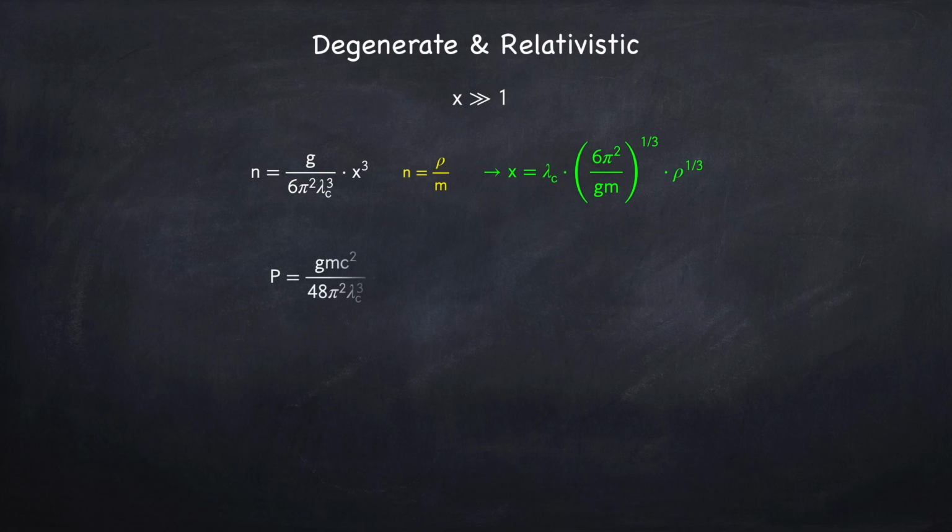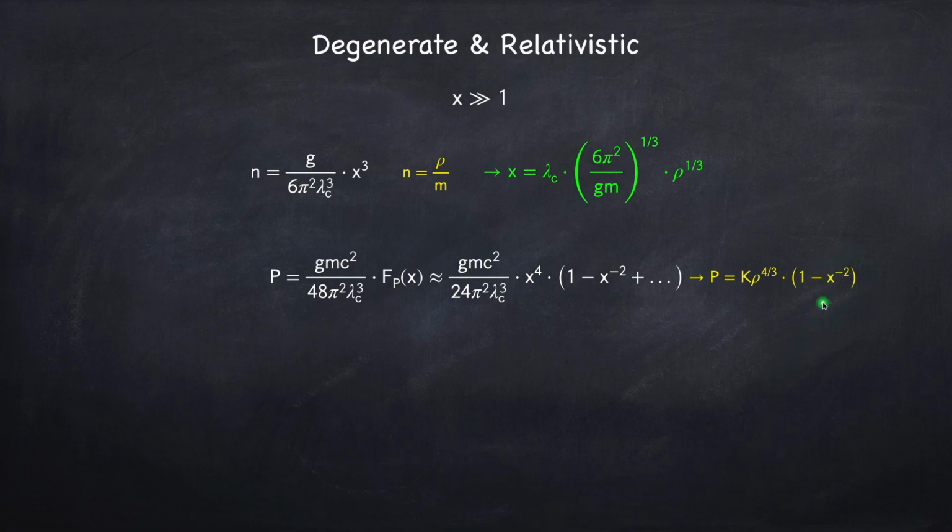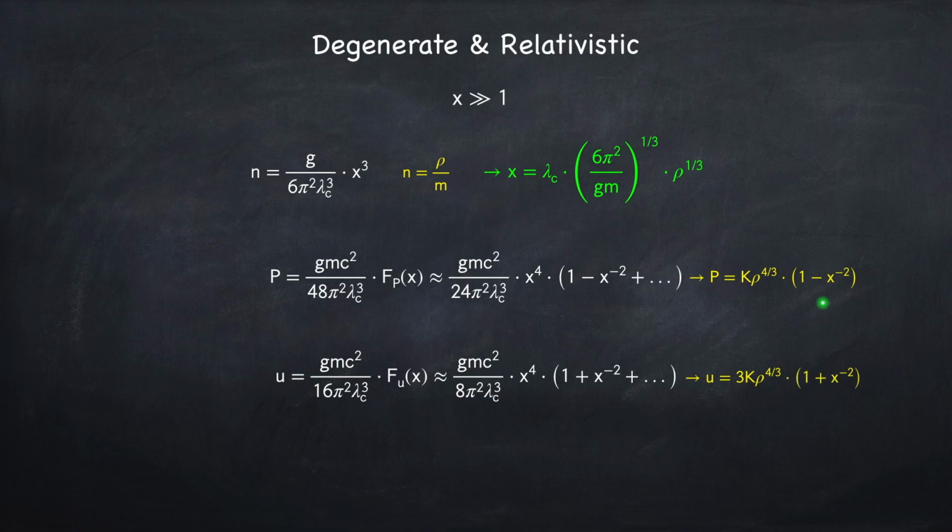For the pressure, we can Taylor expand f sub p of x in the case where x is large, to find that to first order, the pressure will be proportional to rho to the 4/3, where 4/3 is the relativistic adiabatic index, and k is a constant. And here I've included the first order correction term as well. We can do the same thing for the energy density. To first order, the energy density is 3 times the pressure, which is the standard result for relativistic matter. And again, I've included the first order correction as well.